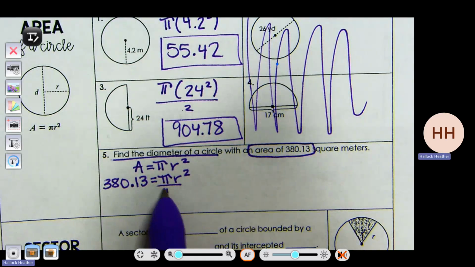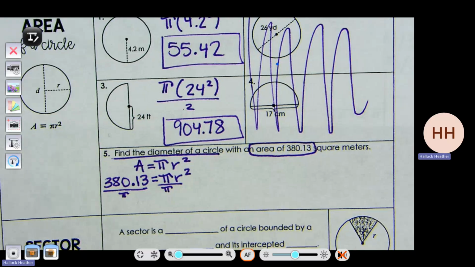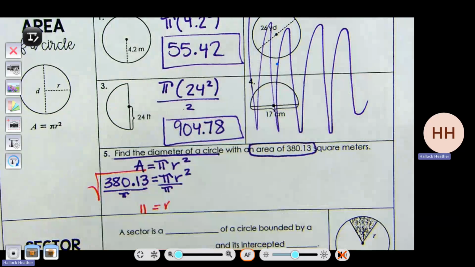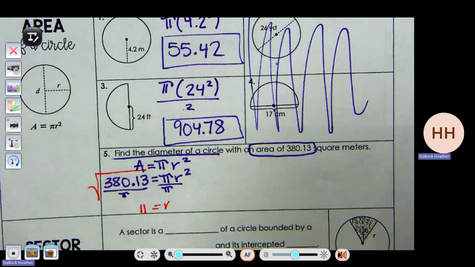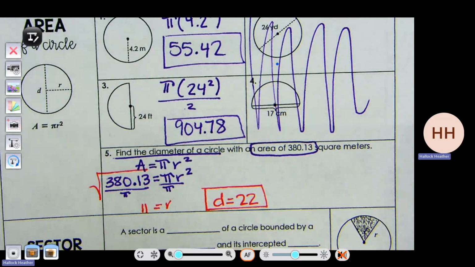So if I divide by pi, so in the calculator, literally use the pi button. We're going to take 380.13. We're going to divide by pi. And then because r is squared, you have to square root it. So it's like 10.999999999. So we're going to say 11. So r equals 11. So if the radius is 11, how much is the diameter? 22. That's also a middle school standard. That's why you're like, that's really easy.